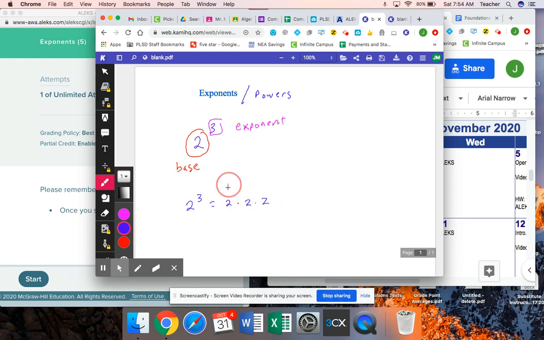So I can rewrite it by showing how it's being multiplied. And then if I were to actually do the math on it, that's what I mean when I say simplify. 2 times 2 is 4, times 2 is 8. So given a power or given an exponent, you can rewrite it or you can simplify it.